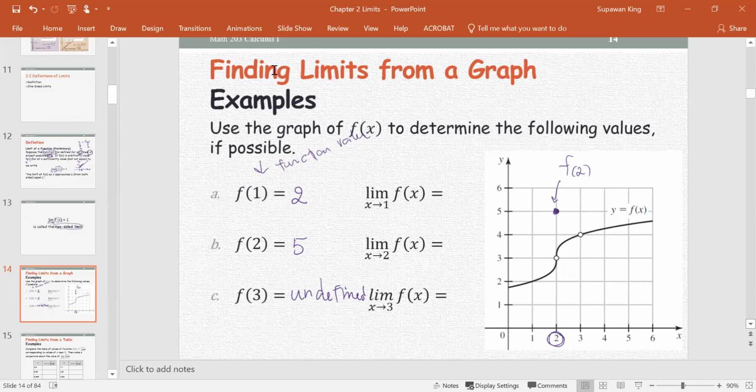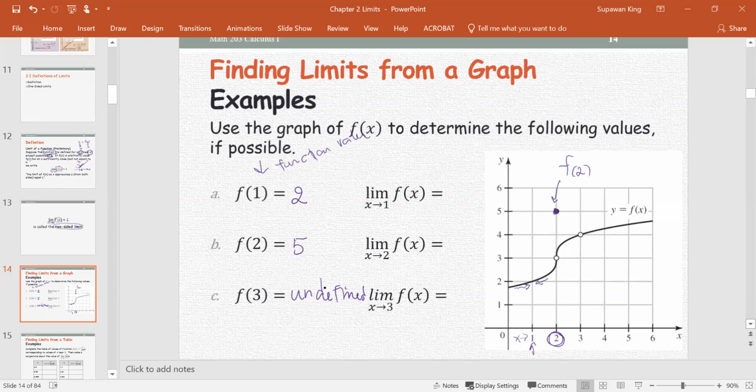Now we're gonna look at the limit. So the second step here is called the two-sided limit. That means you're gonna look at the particular point. For example, in part A, x approaches 1. So this is 1 right here. And on the graph, you're gonna look at both directions. You move along the graph, from the left side, from the right side, from both directions where x approaches 1.